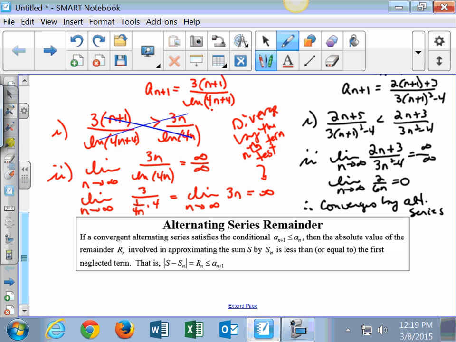Now, the next one, my alternating series remainder. That box there at the bottom is telling us that if a convergent alternating series satisfies the condition that the next term is less than the previous term, then the absolute value of the remainder involved in approximating the sum S by the sum of the first few terms is less than or equal to the first neglected term. That is, my remainder, which is really the absolute value of my series minus my sum of the first partial sums, is less than or equal to the next term. That's also called our maximum error.